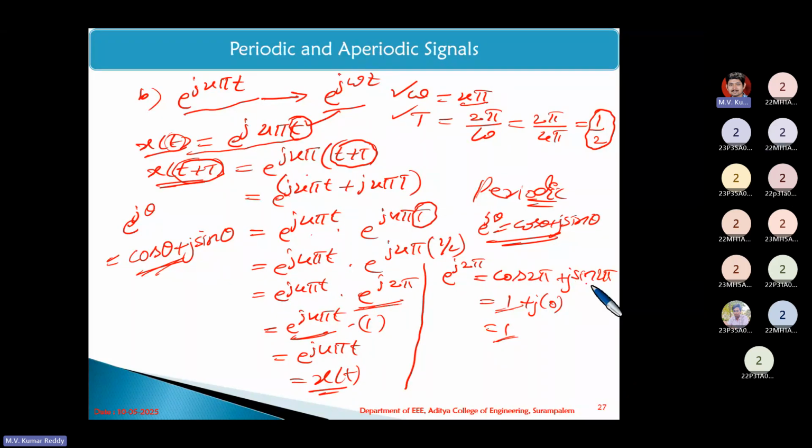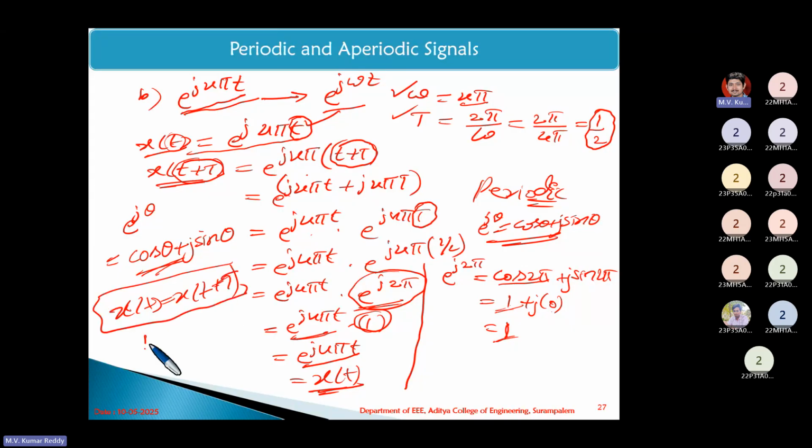Already we know cos 2 pi value is 1, sin 2 pi value is 0. Now what is the value? 1. So this value is 1. Now e power j 4 pi t is x of t. So now this condition is valid: x of t is equal to x of t plus capital T is valid. Hence it is periodic.